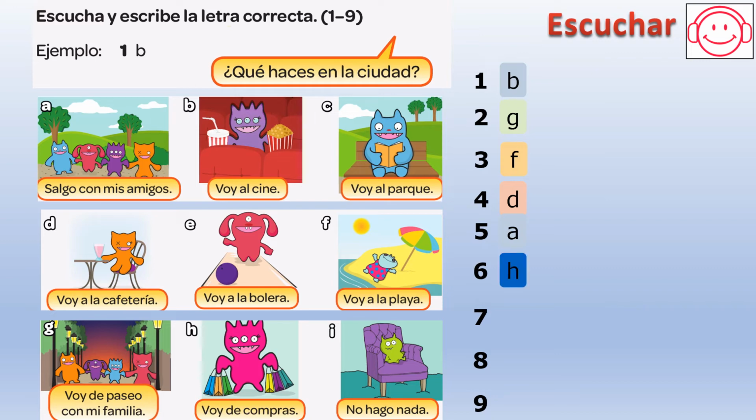Número 7, voy a la bolera, letra E. Número 8, voy al parque, letra C. Y número 9, no hago nada. Letra I.